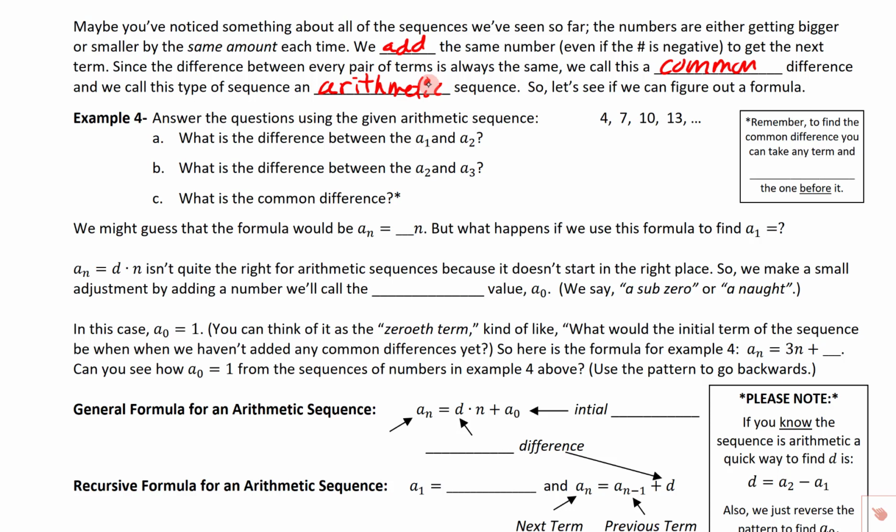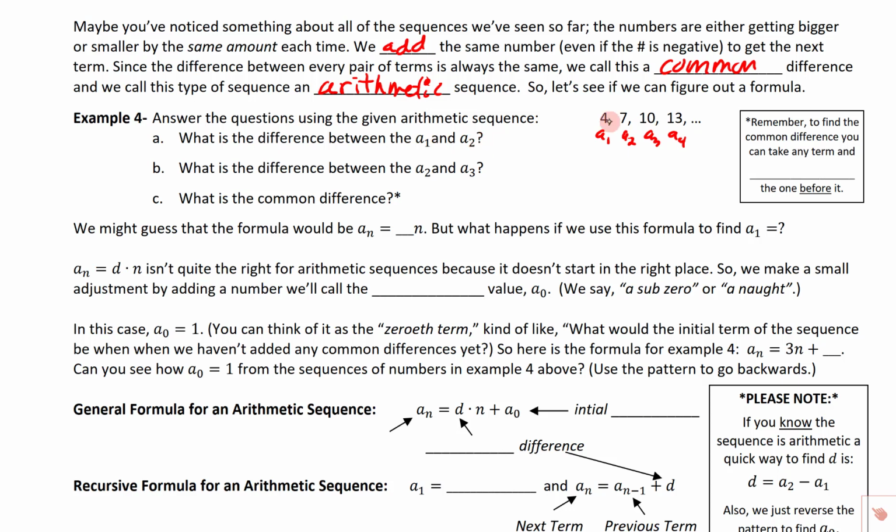So let's see if we can figure this out by looking at an example here. I've got a couple of questions that'll help, and then I've got this sequence right here. You'll notice I've got 4, 7, 10, 13. This is the first one, this is the second one, this is the third one, and this is the fourth one, and so forth. We could keep going. It's got that little dot, dot, dot there. And it says, what is the difference between A1 and A2?